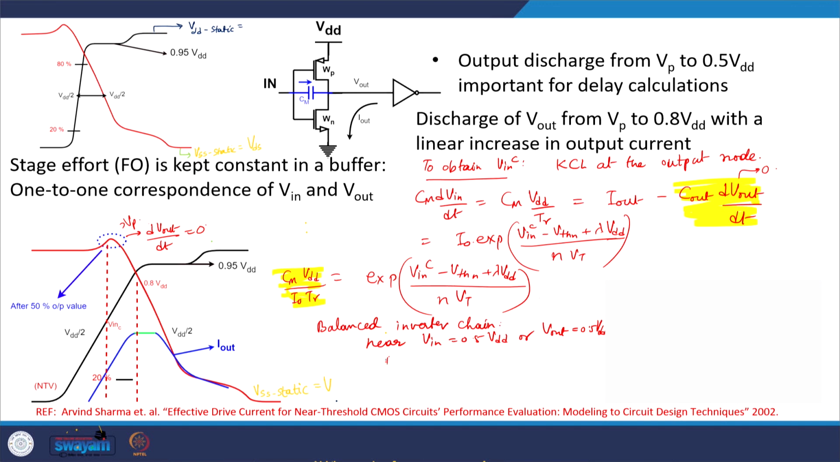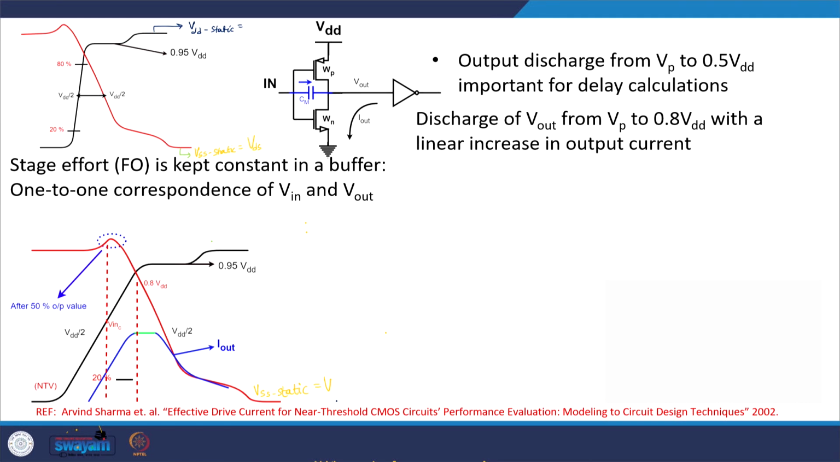Because it is a balanced inverter chain, we would find that the input and output transition times match, especially in the vicinity of this 0.5 VDD at input and output. So, when the input is at 0.5 VDD, what is the input transition time? dVin by dt at Vin equal to 0.5 VDD should be equal to dVout by dt at Vout equal to 0.5 VDD, which is this value. Now, what is dVin by dt at this value? If the input transition time is TR, then this would be VDD by TR, that is the rise time, and that is equal to the output transition time at 50% VDD.